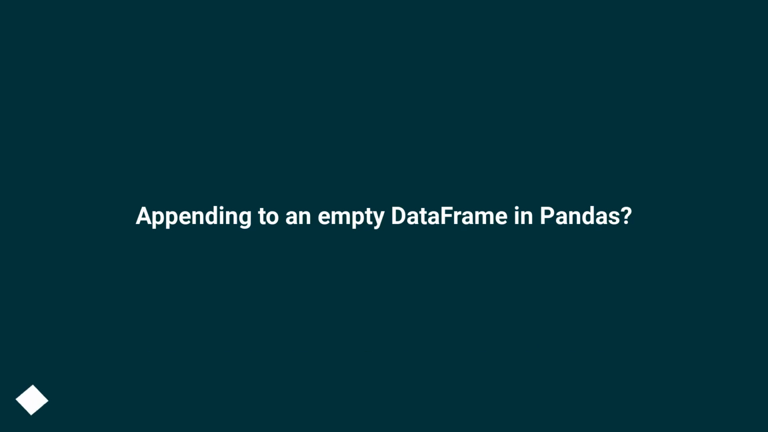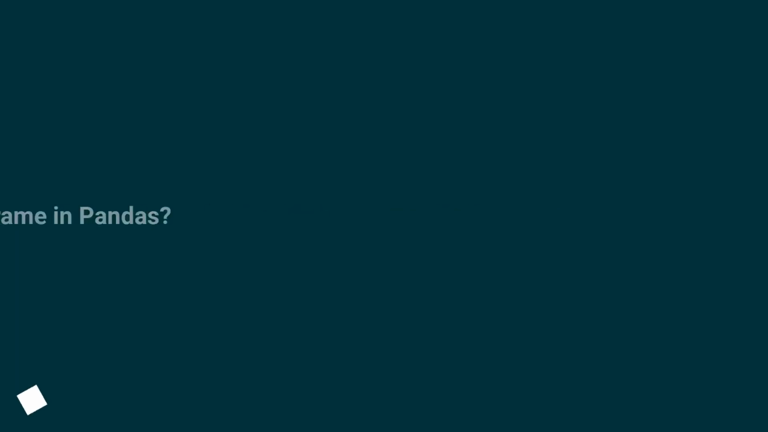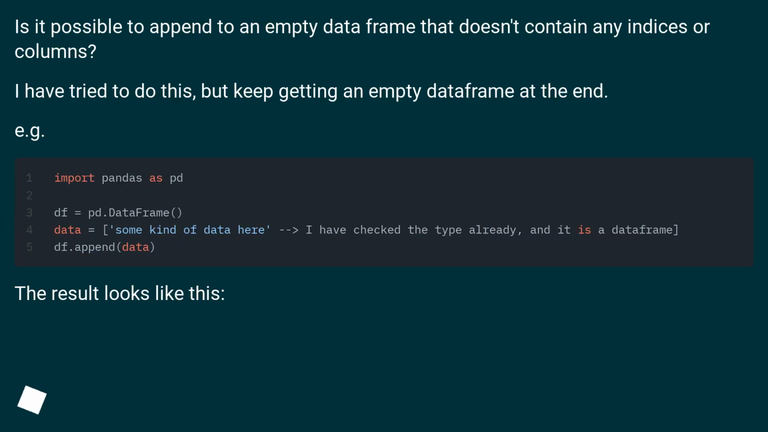Appending to an empty data frame in Pandas. Is it possible to append to an empty data frame that doesn't contain any indices or columns? I have tried to do this, but keep getting an empty data frame at the end. For example, the result looks like this.